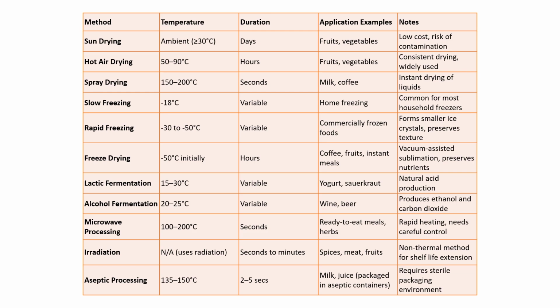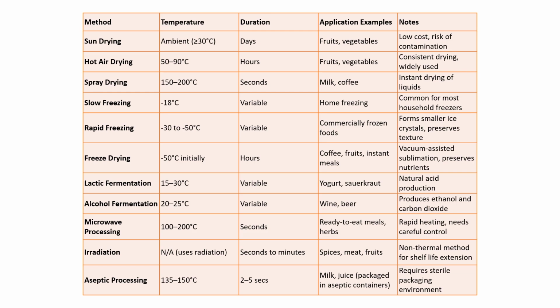Okay, next is rapid freezing, minus 30 to minus 50 degrees Celsius. The duration is variable, and commercially frozen foods are rapidly frozen and form smaller ice crystals. This preserves the texture of the food, while slow freezing forms larger ice crystals and doesn't preserve the texture of the food. Okay, next is freeze drying. Temperature initially is minus 50 degrees Celsius. It takes hours, and this is the lyophilization technique.